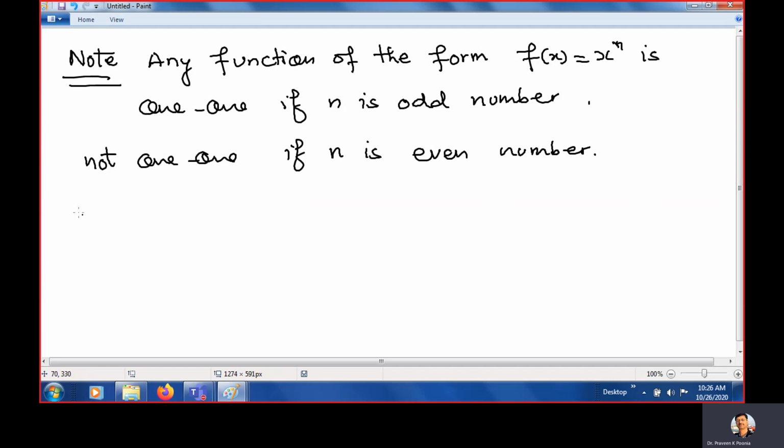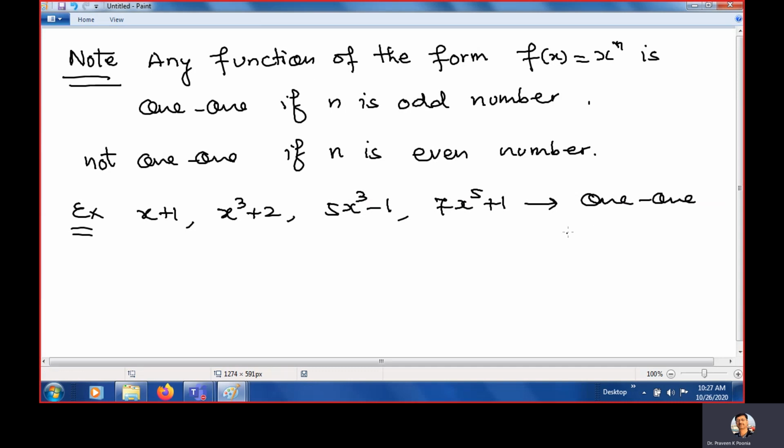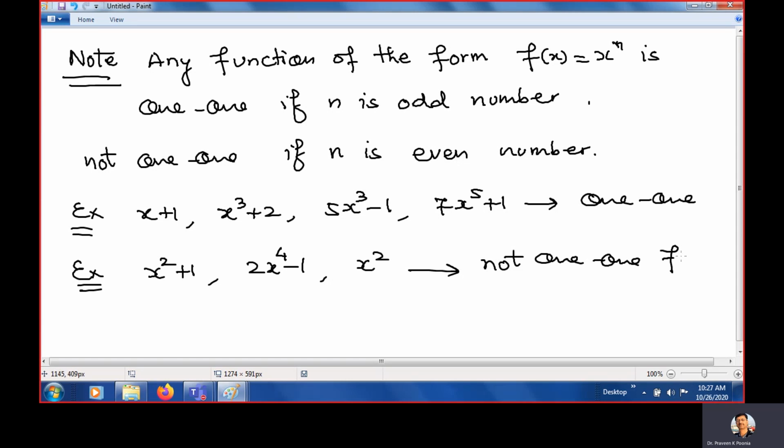Clear? So for example, x plus 1, x power 3 plus 2, 5x power 3 minus 1, 7x power 5 plus 1. All of these functions are one-one functions. Clear? But in another case, if I take x power 2 plus 1, 2x power 4 minus 1, x square, all of these functions are not one-one functions. This you need to remember in case of one-one functions.